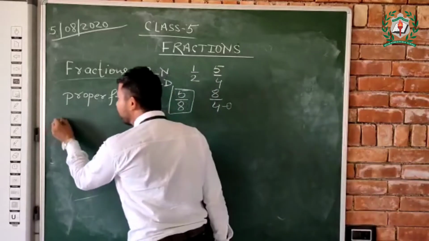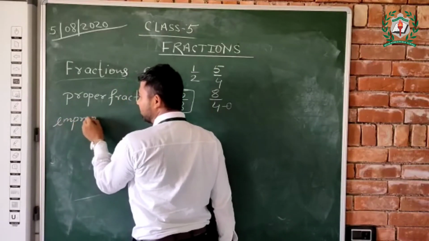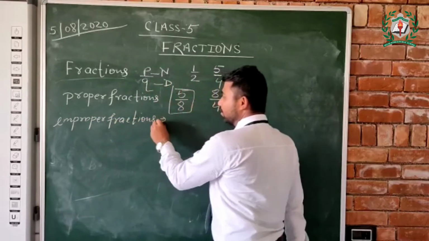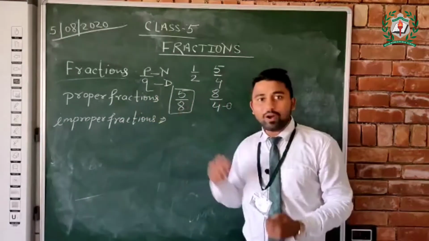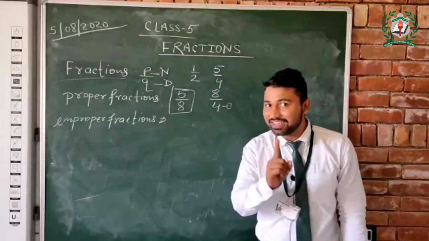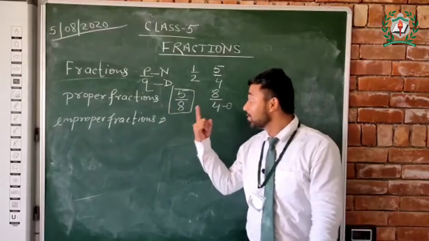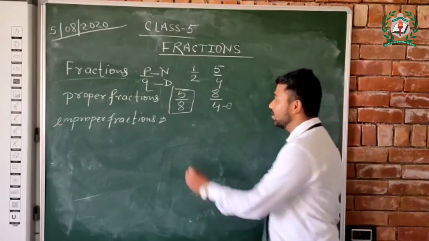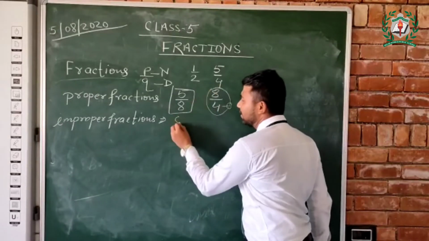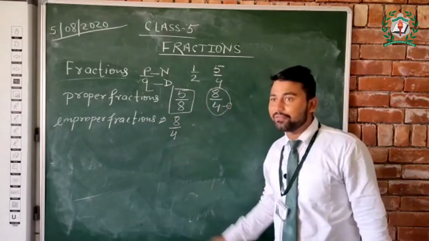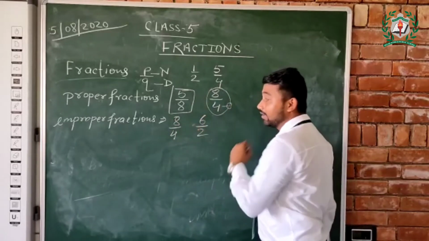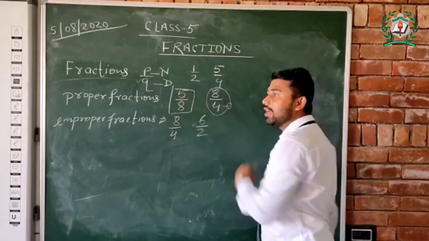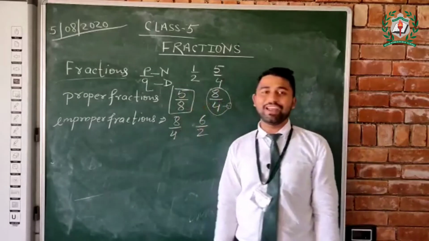Now come to the improper fraction. What about the improper fraction? "Sir, an improper fraction is just the opposite of a proper fraction." Yes, an improper fraction is just the opposite of a proper fraction. If the numerator is greater than the denominator, then it is an improper fraction. For example, 8 upon 4 is an improper fraction, and 6 upon 2 is an improper fraction. But 5 upon 8 is a proper fraction.